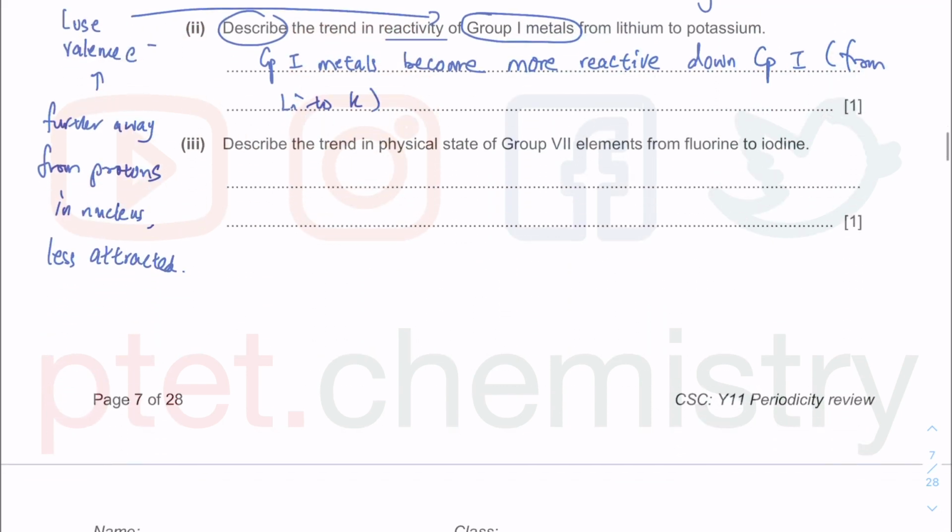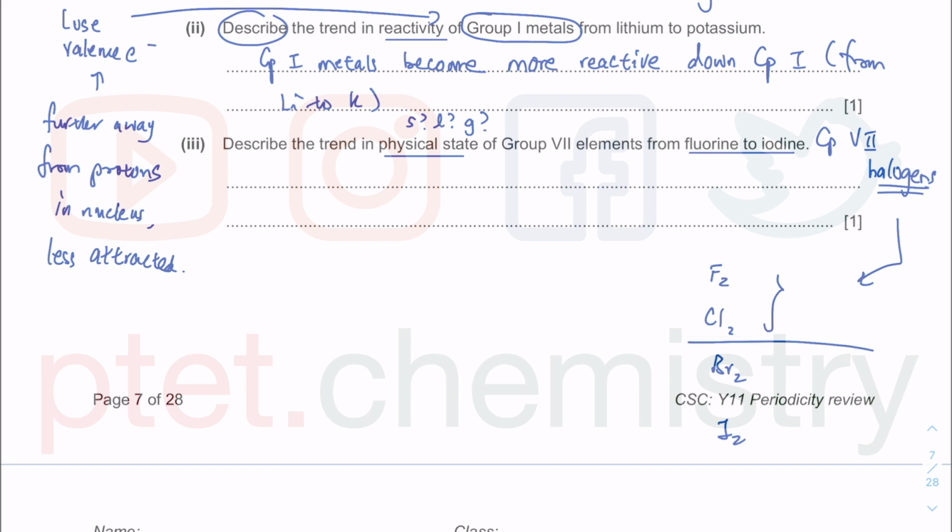Next one, onto the physical state. Physical state, is it a solid, liquid, or gas? This is to do with melting and boiling point. If you think about F2, because these are all group 7, we call them halogens. Group 7 are called halogens. F2, Cl2, Br2, and I2. These two are gases at 25 degrees Celsius. This is a liquid at room temperature and pressure, and this is a black solid.